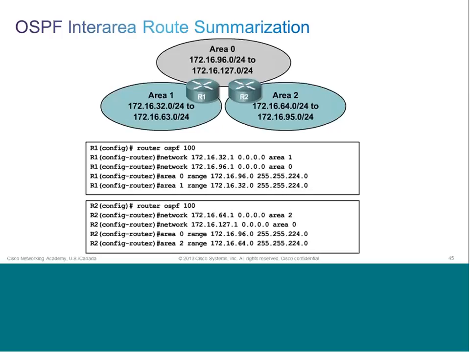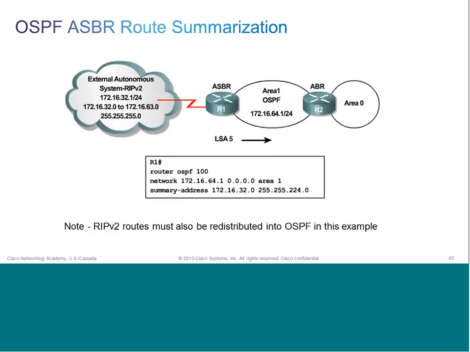And again, that's a good one for practice. Now you're going to notice the syntax for configuring a type 5 summary from an autonomous system boundary router. So this is coming from some other type of autonomous system, is a little different.